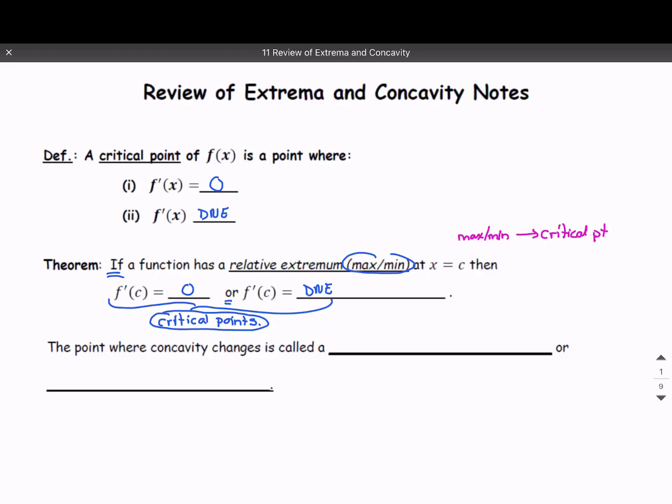We also have another term: the point where the concavity changes is called a point of inflection, or an inflection point. So if the graph changes from concave up to concave down, that is your point of inflection, right where it changes. Okay? So far, so good?